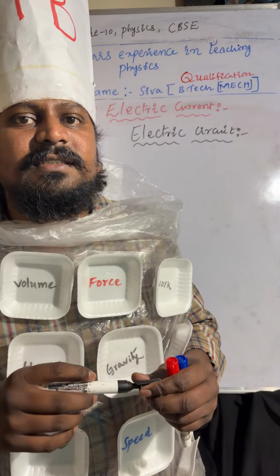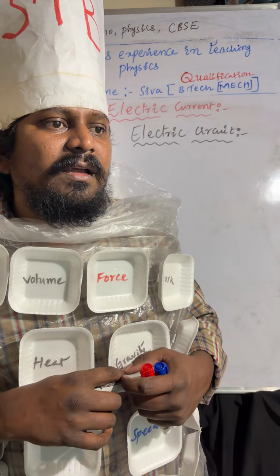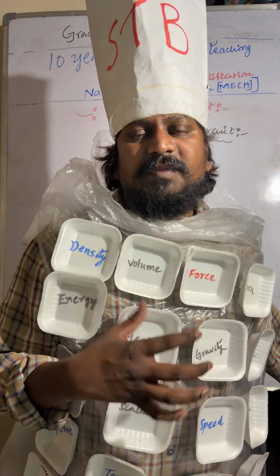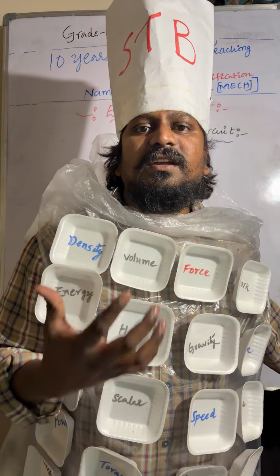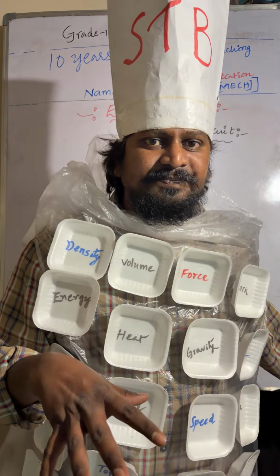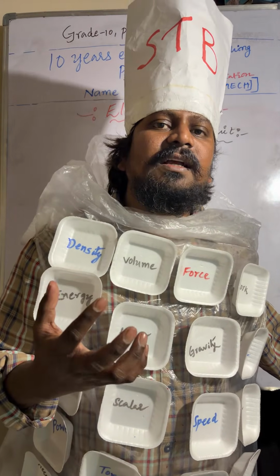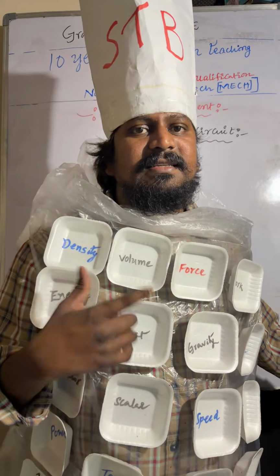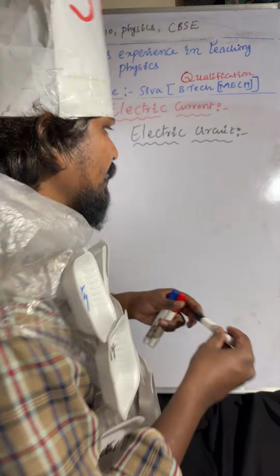Normally you can see a closed and continuous path of an electric current. A closed and continuous path of an electric current is known as an electric circuit. Understood or not?